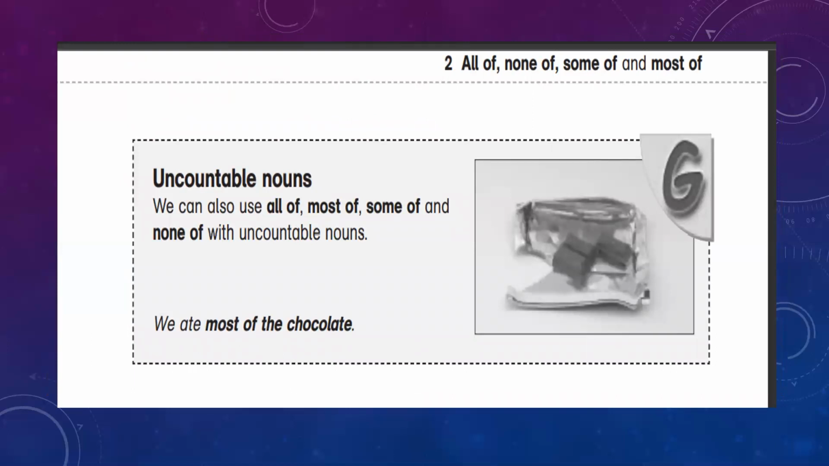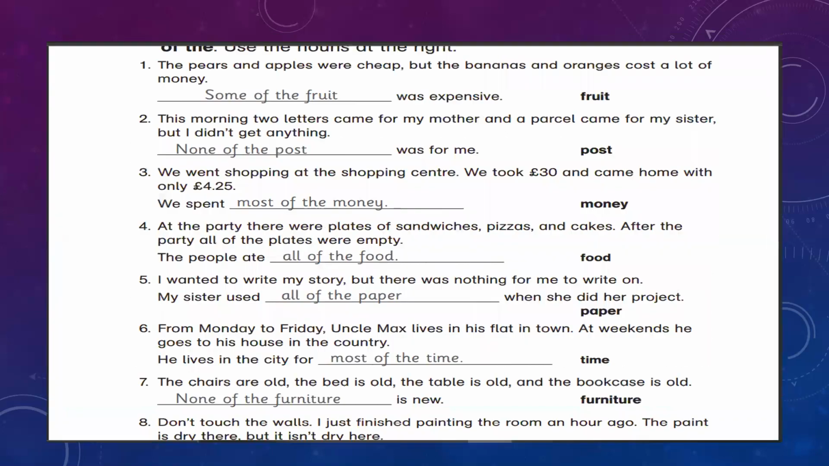Here we use all of, none of, some of, and most of with uncountable nouns also. We can use all of, most of, some of, and none of with the uncountable nouns. For example, look at this packet of chocolates. We ate most of the chocolates because very few are left in the packet. Now next, look at this exercise.